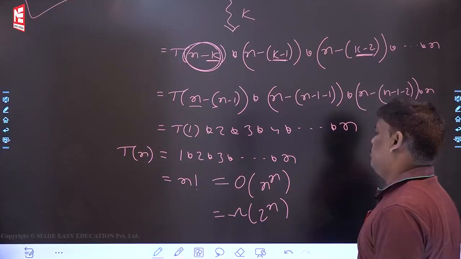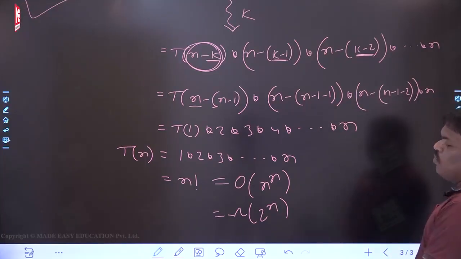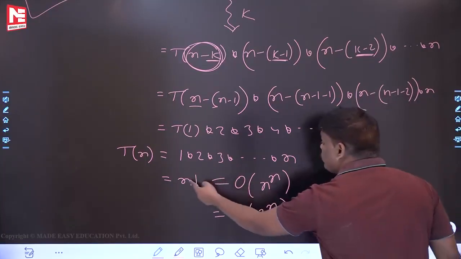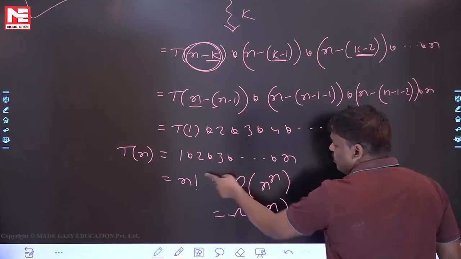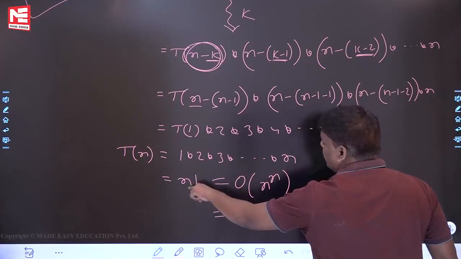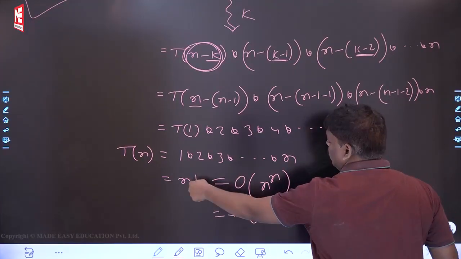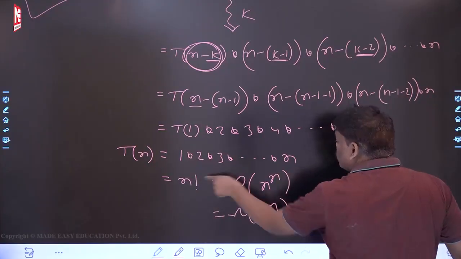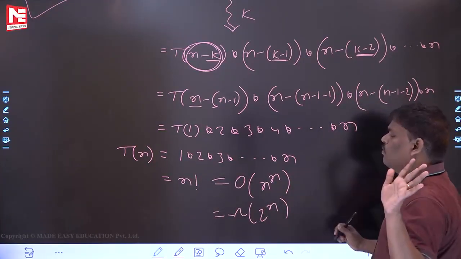Theta is not possible. n factorial is big O of n power n. Comparing n factorial and n power n, n power n is a little bit bigger. Anyhow, can you help me now?